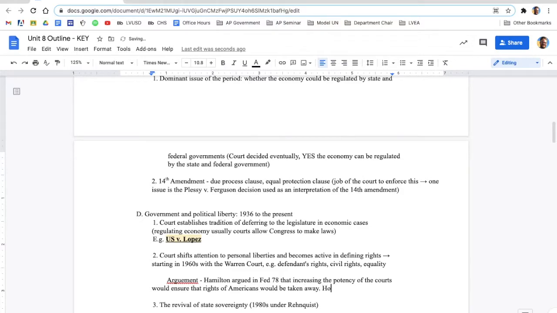So you could counter. You could say, however, counter to Hamilton, the courts, since the Warren Court, okay, so like the 1950s and 1960s, worked to utilize their increased influence over federal policy to ensure equal protection under the law. And this is specifically the 14th Amendment.